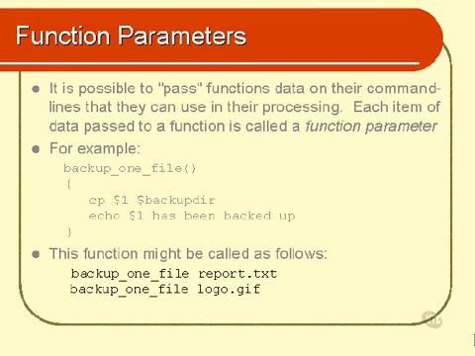So in the actual function, when the function runs, the very first line that runs in the function is the cp line. So it will actually read the first time cp report.txt and then a space and then the backup dir, and then it will echo report.txt has been backed up. And then the second time it runs, it will be cp logo.gif to the backup dir, and logo.gif has been backed up. So you can see there's a substitution going on here.